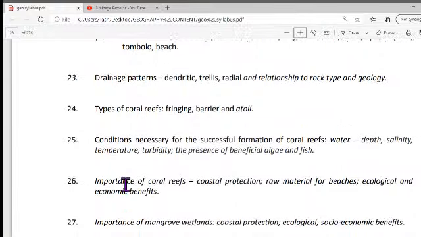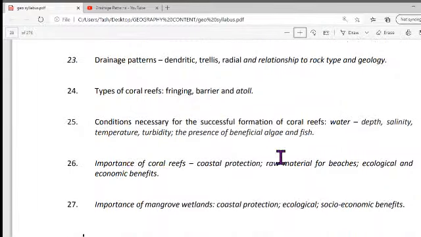They also want you to look at the importance of coral reef in terms of coastal protection, raw materials for beaches, and ecological and economic benefits. So we're going to just look at objectives 24, 25, and 26 all together. Okay?